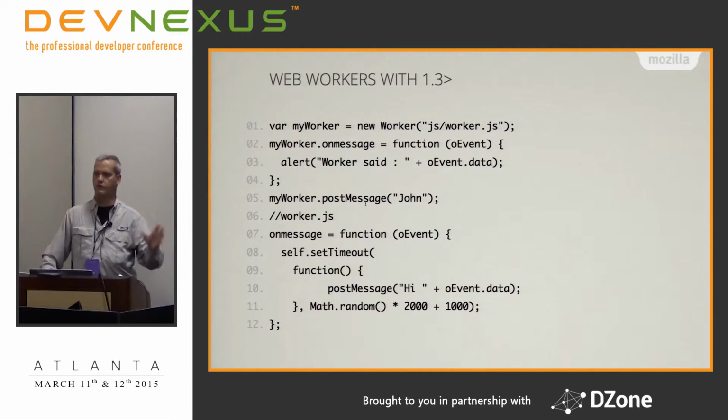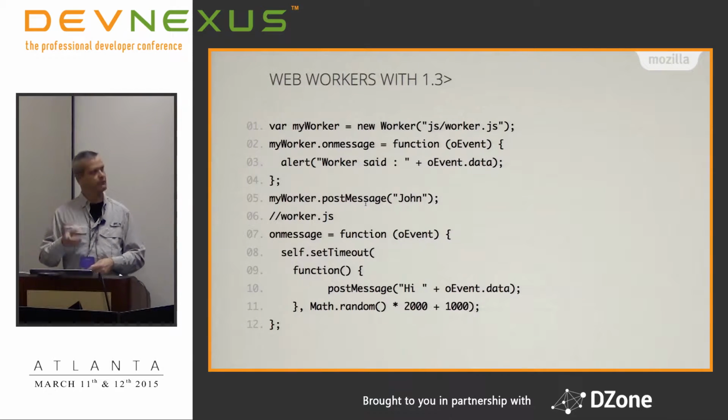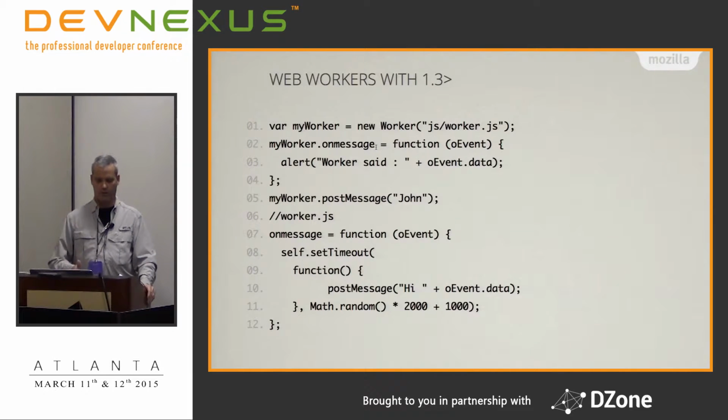Anybody familiar with web workers? Okay, well, web workers in this particular case are just running a separate piece of JS on a thread. And Firefox OS, starting with version 1.3, supports it. In this particular case, I'm launching a worker thread. This is the code for it down at the bottom. What I'm doing is setting a message handler on the worker thread that says, when I get a message back from the worker, do this alert. And then I'm posting a message to the worker.